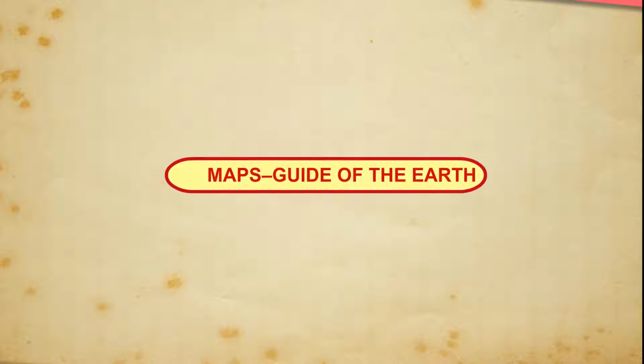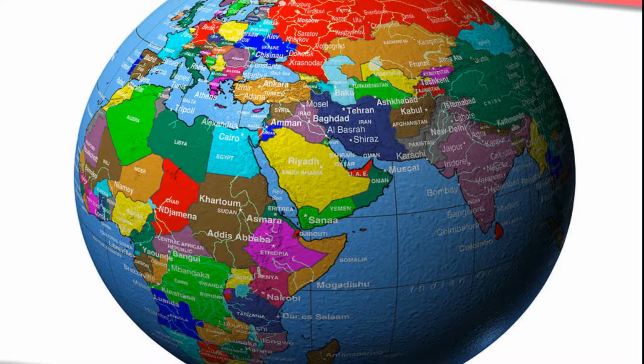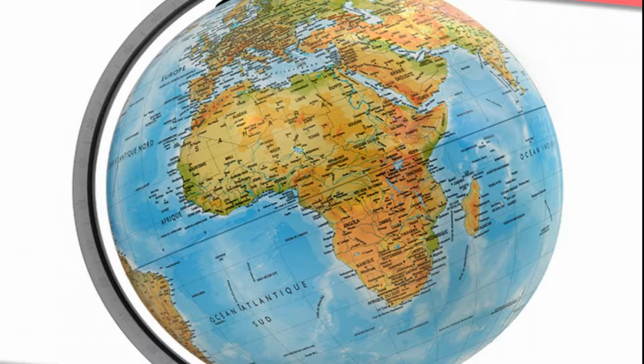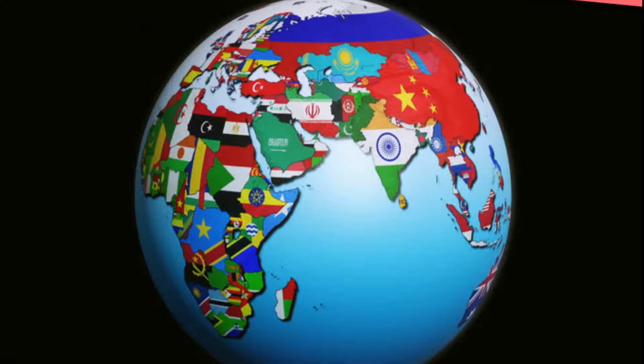Lesson 2. Maps, Guide of the Earth. A globe is a model of the Earth with its surface. It helps us to locate places on the Earth, but it has some disadvantages. A globe cannot show the whole world at a time. It is difficult to carry because of its shape. It cannot show countries and cities of the world in great detail.